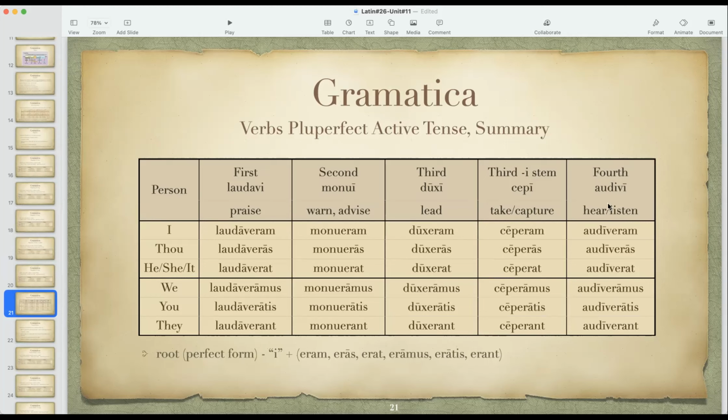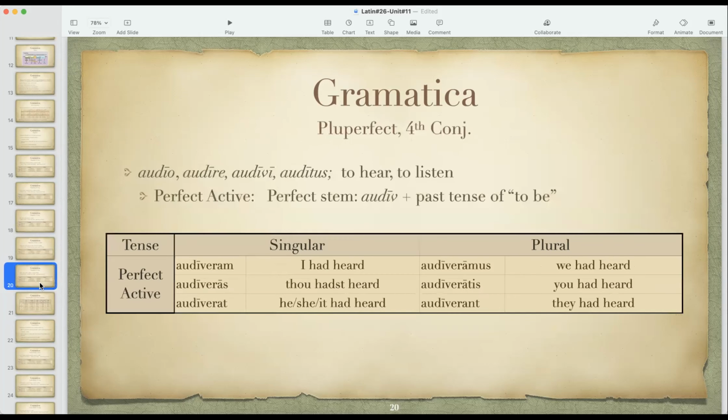So yeah, laudavi. Do we actually say audiverant? As in audiverant? Yes, audiverant.